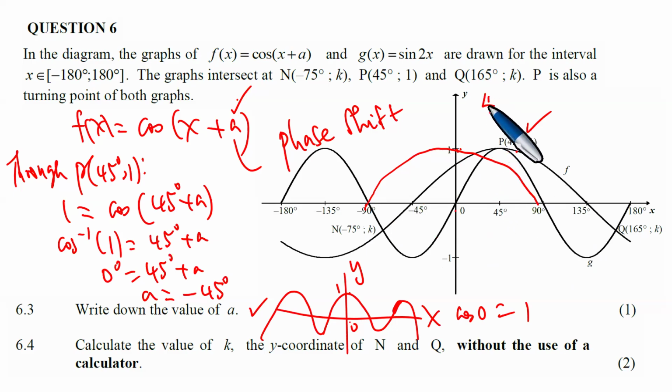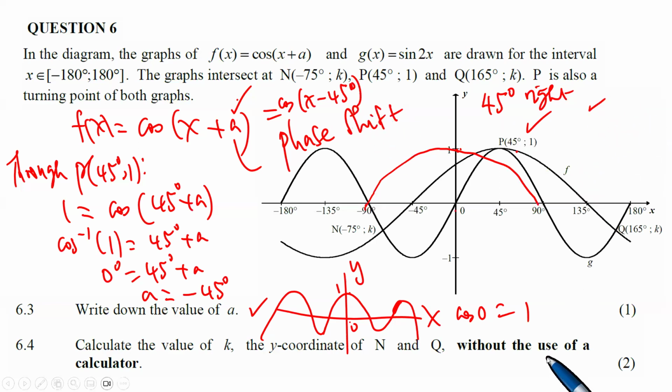So the graph has moved 45 degrees right. How do you say something has moved 45 degrees to the right in mathematics, in terms of parameters? You say x minus what? x minus 45 degrees. This would mean 45 degrees to the right. You can either do it by inspection, looking at by how much the graph has moved, or you can take one point and substitute into the equation to get the value of a.